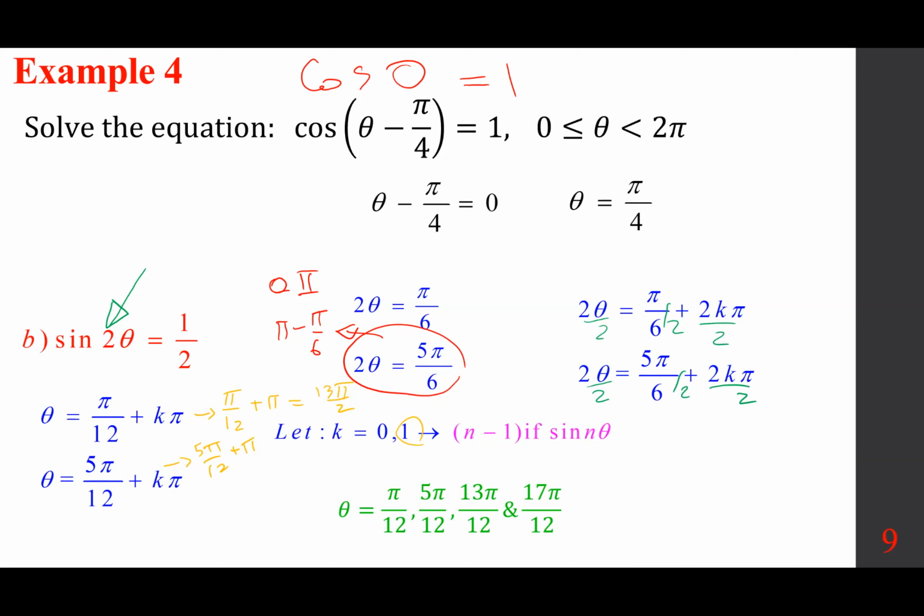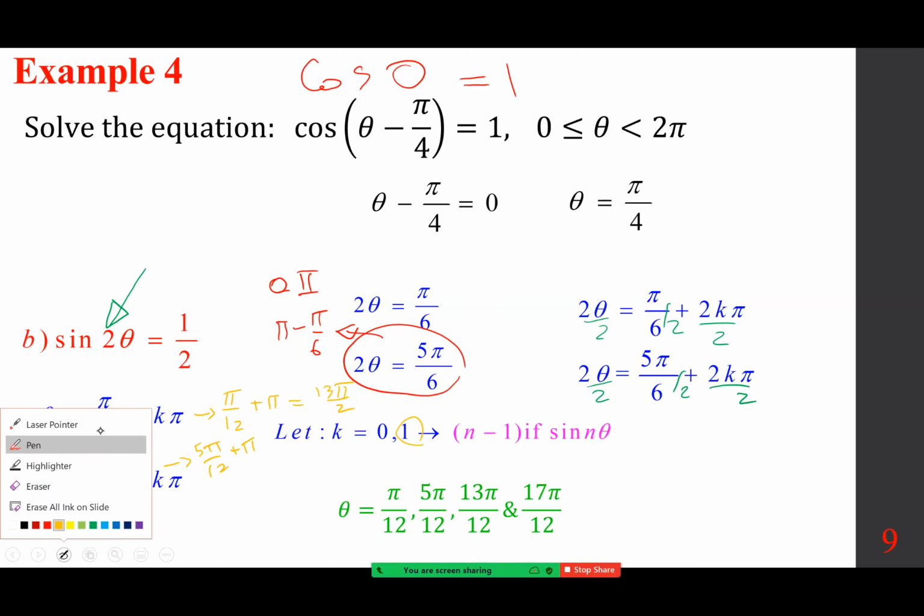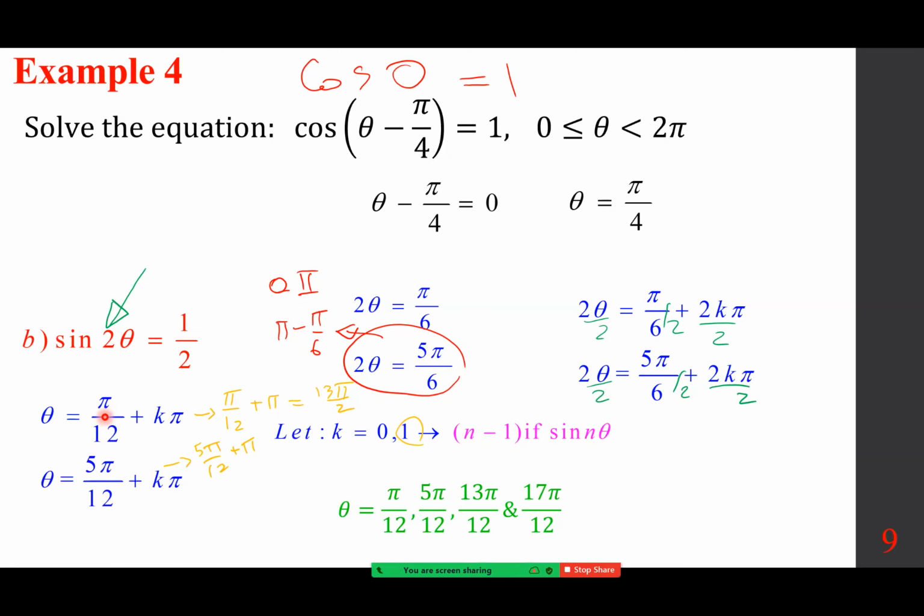So again, a quick recap. This is an extremely important class. If we have sine n theta or cosine n theta, in general, we go all the way from 0 to n minus 1. Same thing for tangent and cotangent, but in that case, we use k pi instead of 2k pi.